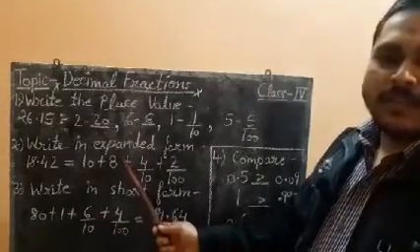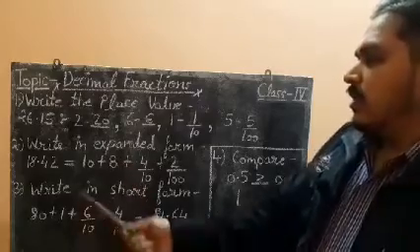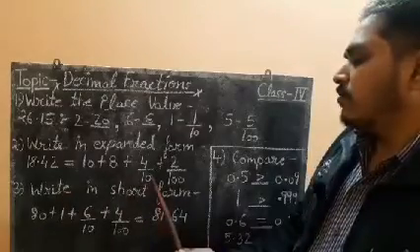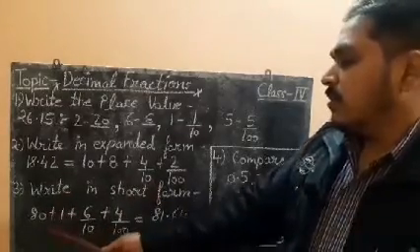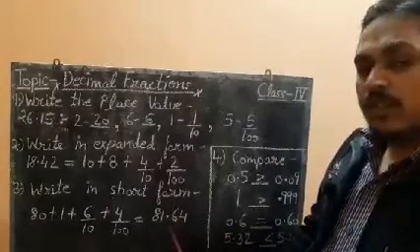Now in third question, write in short form. Just the reverse of the question which we have done in question number 2. In question 2, the short form is given. We have to write the answer in expanded form. In question 3, the question is given in the expanded form. We have to write the answer in short form.